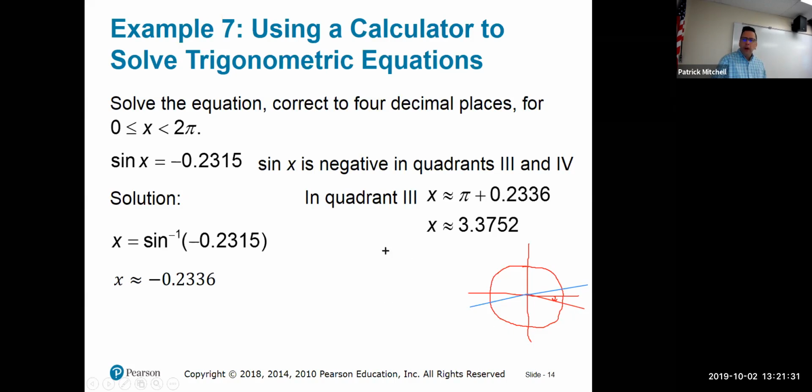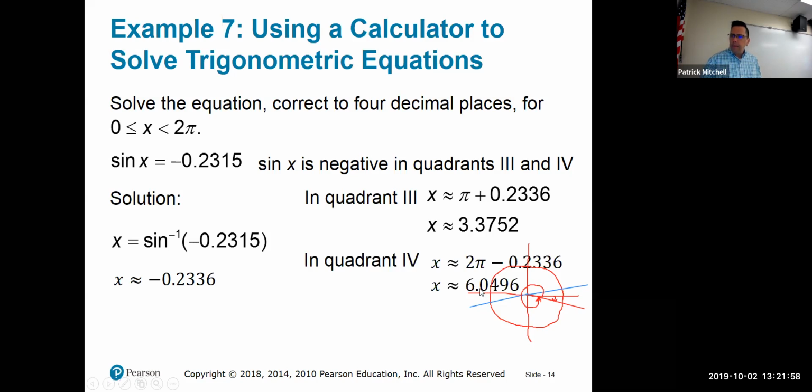And then to get my other solution, the one in quadrant 4, that one is a little simpler. I'm just going to take the negative 0.2336 that they gave me, and make 1 whole trip from there around the circle. So I'm just going to add 2 pi to that negative value. And that is going to give me about 6.0496.